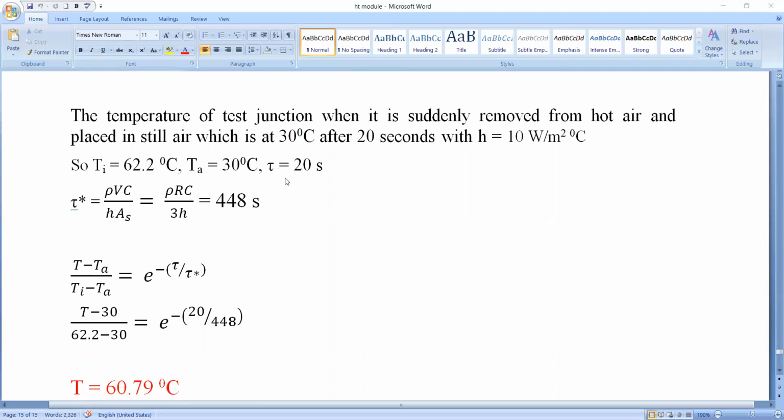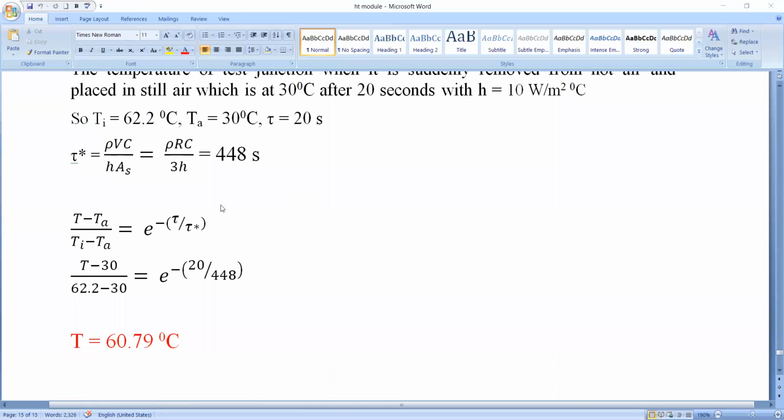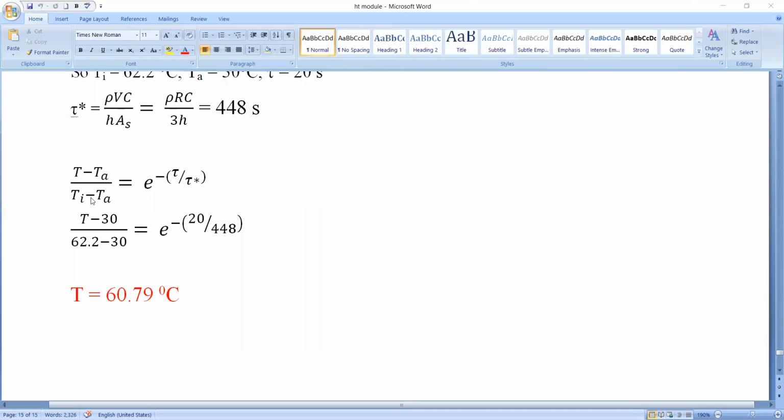And what is the time duration for the cold air in the second case? That is 20 seconds. So again we have to calculate the value of tau star, that is the time constant, rho V c divided by h A s. Substitute all the values here. h is different, so tau star will have a different value from the first part. It is 448 seconds. So (T minus Ta) divided by (Ti minus Ta) equals e to the power minus tau divided by tau star.